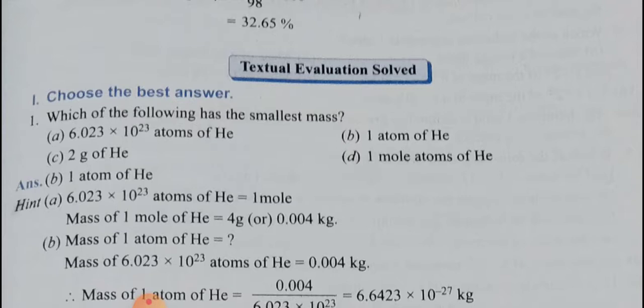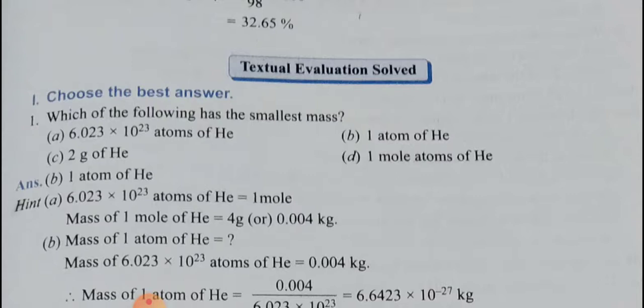Choose the best answer. Which of the following has the smallest mass: 6.023 × 10^23 atoms of helium, 1 atom of helium, 2 gram of helium, or 1 mole atom of helium? See, 1 atom of helium is the smallest mass. The reason: 6.023 × 10^23 atoms of helium is equal to 1 mole, because 6.023 × 10^23 atoms means 1 mole, the Avogadro number. So the mass of 1 mole is 4 gram, so it is 0.004 kilogram.